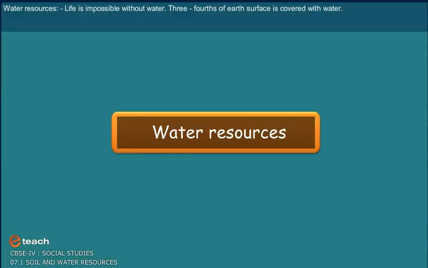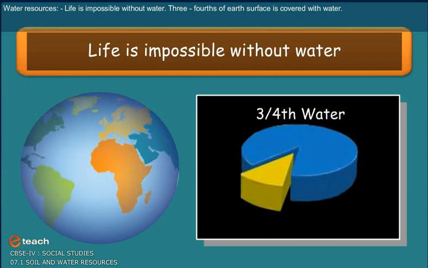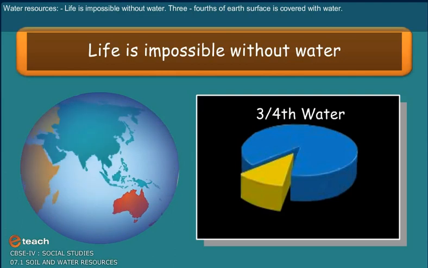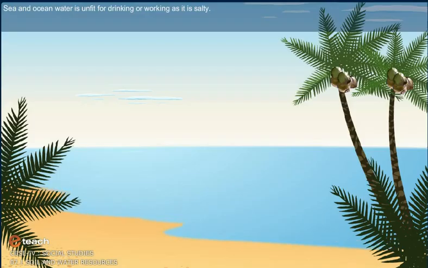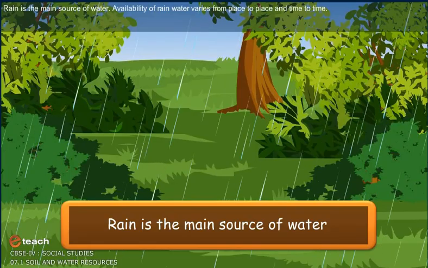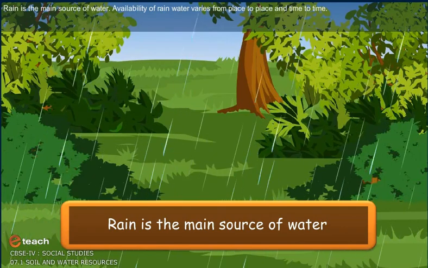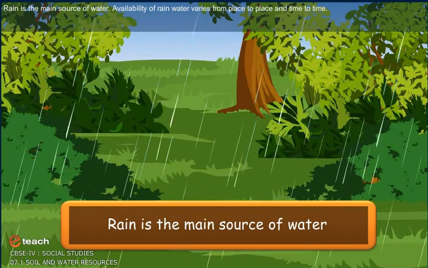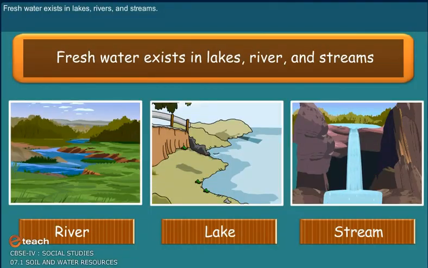Water resources. Life is impossible without water. 3/4 of Earth's surface is covered with water. Sea and ocean water is unfit for drinking or working as it is salty. Rain is the main source of water. Availability of rainwater varies from place to place and time to time. Fresh water exists in lakes, rivers, and streams.